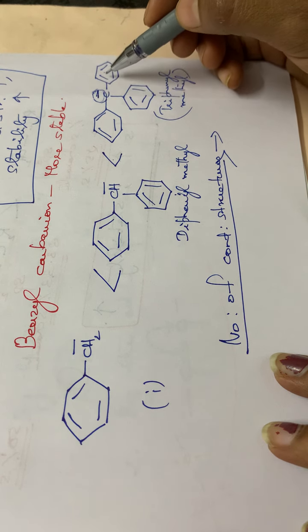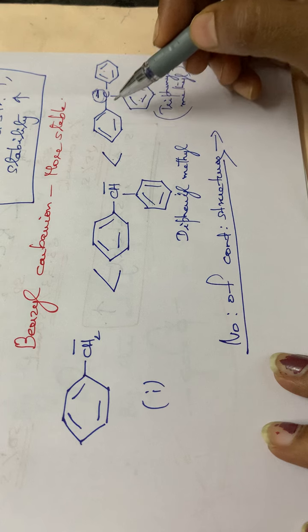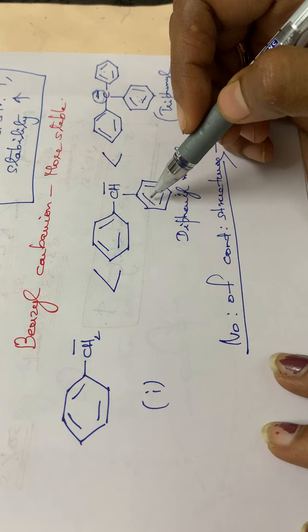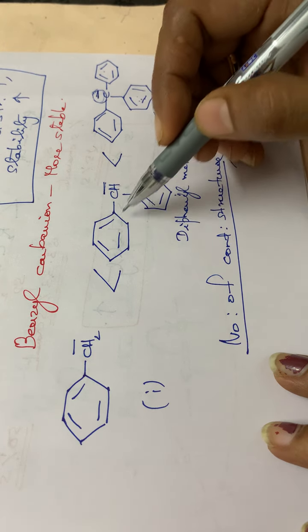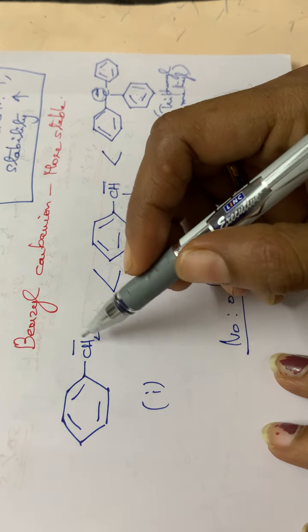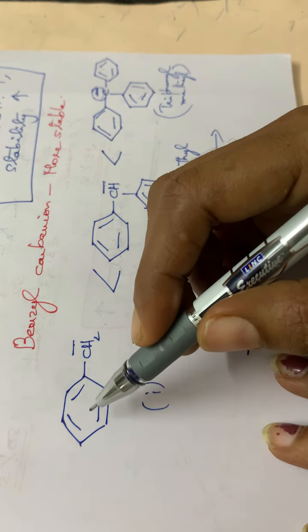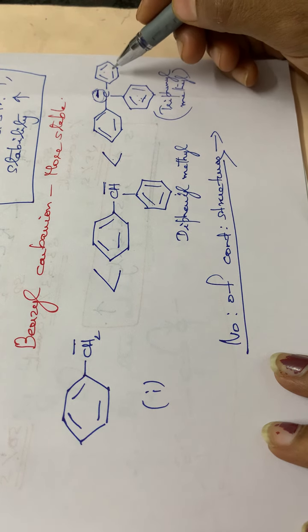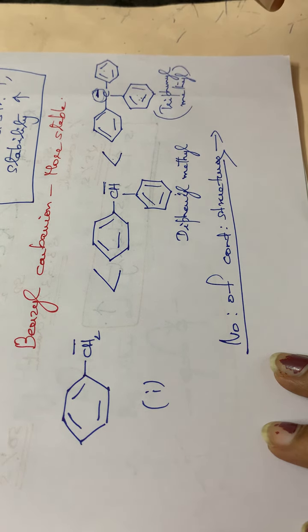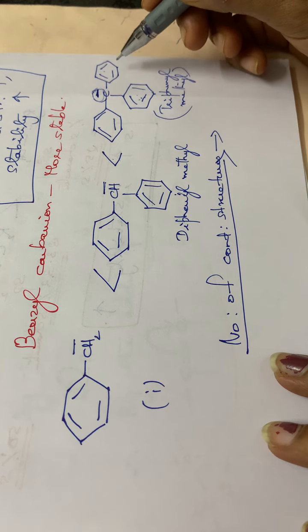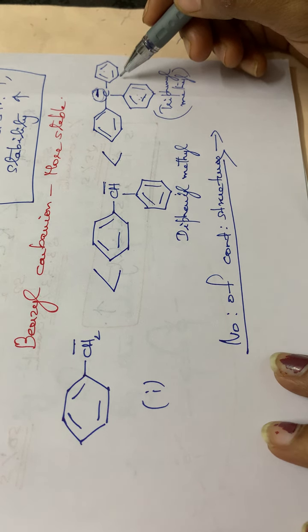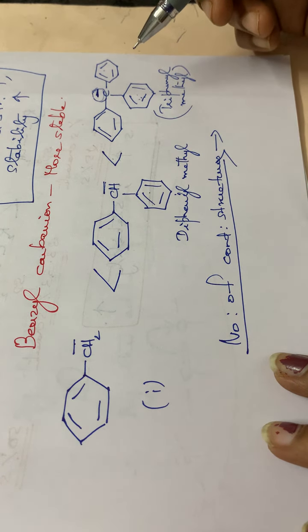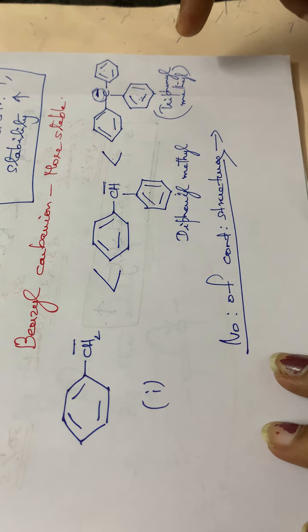So this negative charge is delocalized over the 3 benzene rings, while in diphenyl methyl, the negative charge is spread over these 2 benzene rings only. And in the case of benzyl, the negative charge is delocalized over 1 single ring only. So here the negative charge is distributed over 3 benzene rings, so the stability will be greater in triphenyl methyl than diphenyl methyl than benzyl. These are the 2 reasons for comparing the stability.